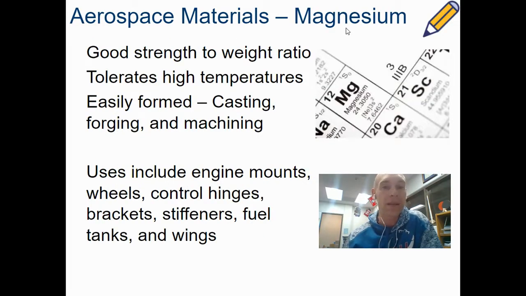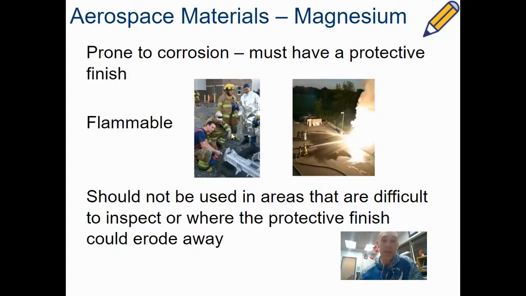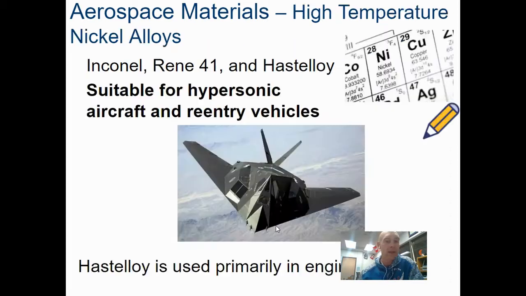And now let's look at magnesium. Magnesium benefits: good strength to weight ratio. It's good in high temperatures, but you have to have a coating on the outside because it's flammable. So they use these things for engine mounts, hinges, brackets, things like that. Some similar materials to the titanium use. It is prone to corrosion and flammable, so you have to have a protective coating. These are some drawbacks here. And it should not be used in areas that are difficult to inspect because you don't want the finish to erode away and then you have this big fire right down here.